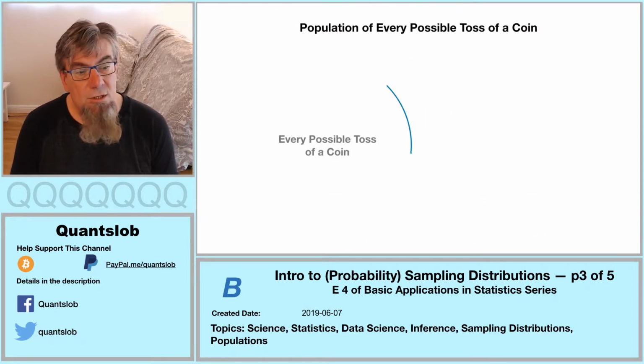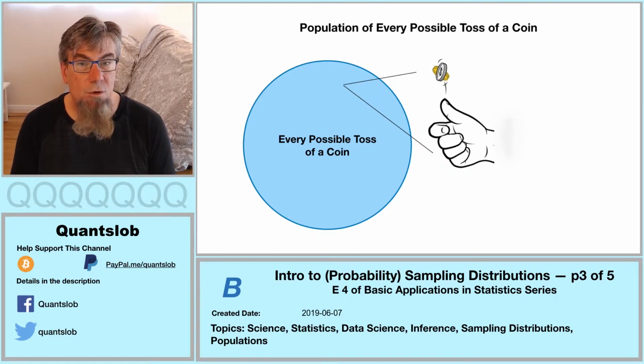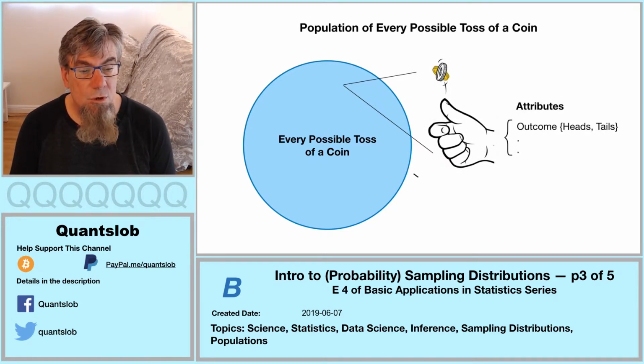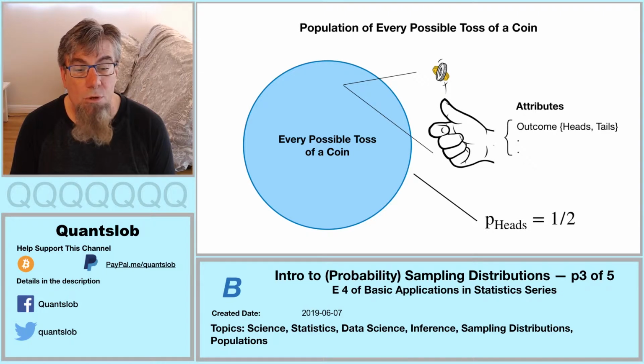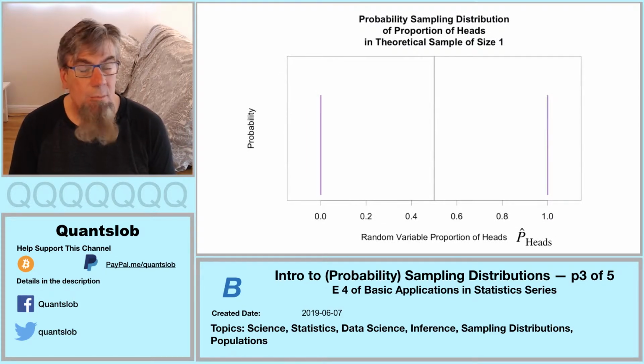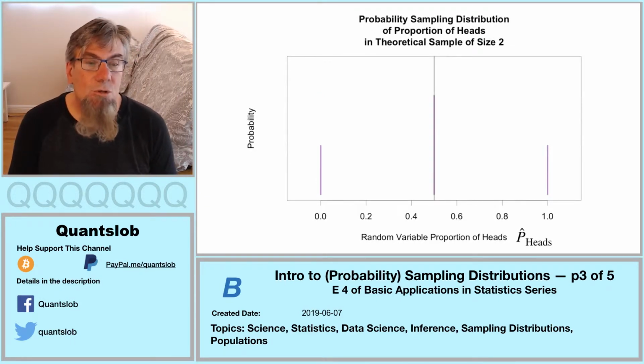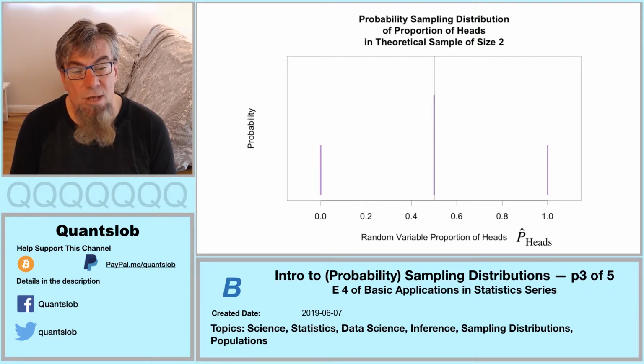For another example, let's consider the infinite imaginary population of every possible toss of a coin. We're going to assert that the population parameter proportion of heads is precisely 1/2. We're defining it that way. So let's take a look at the sampling distribution of the proportion of heads in a theoretical sample of size 1. Note we're back to using our line plot or line height plot to graphically show the distribution of these quantities here. Here's the sampling distribution of the proportion of heads in a theoretical sample of size 2.